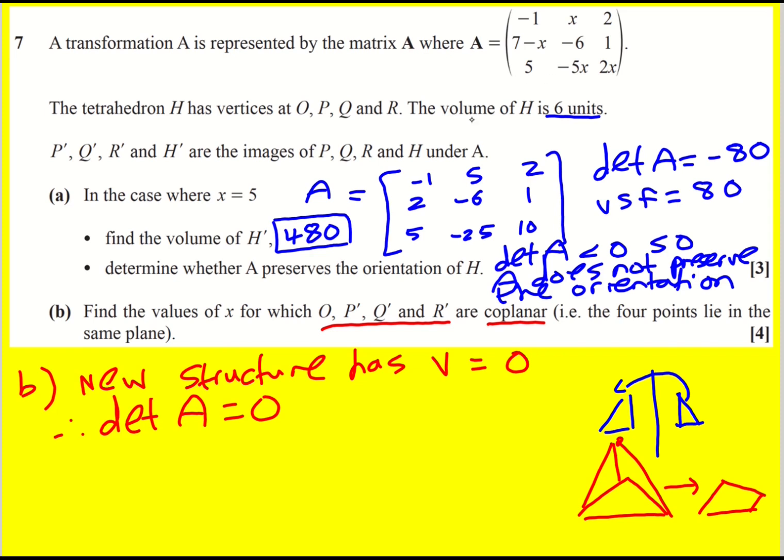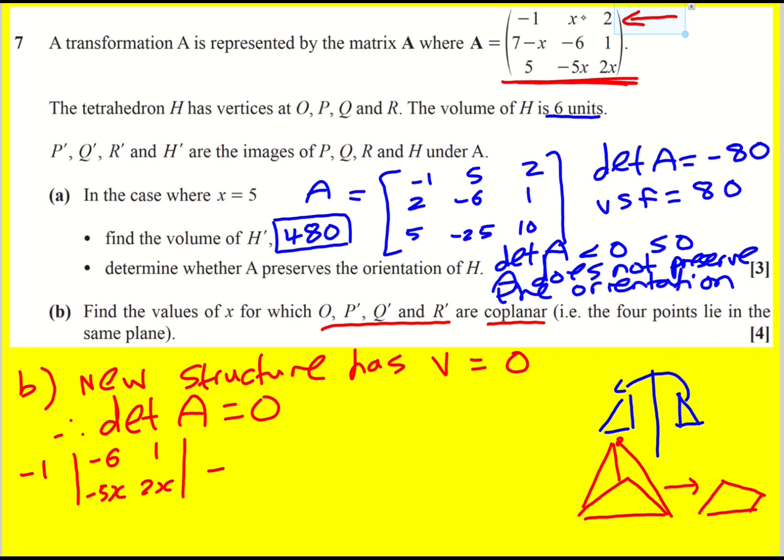So now we've got to find that from the original matrix. No, we don't have 5 anymore. This is a general thing. We're going to solve for x. So let's work it out. I'm going to expand along the first row. That's always just a good shout unless there's advantages. So -1 times the determinant when you cross out the row and the column. So -6, 1, -5x, 2x.